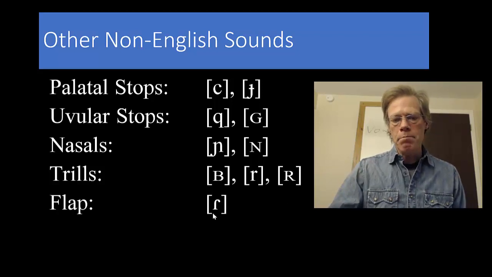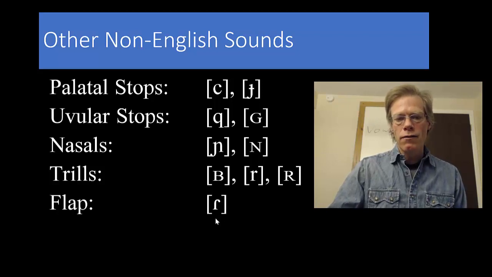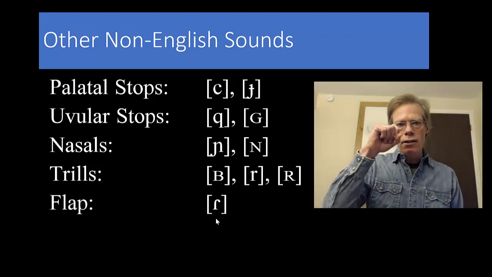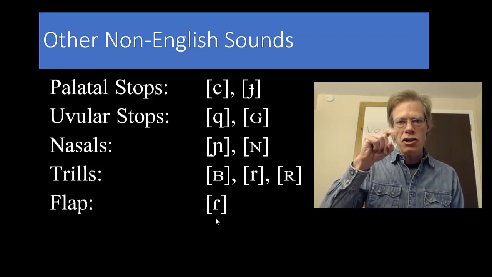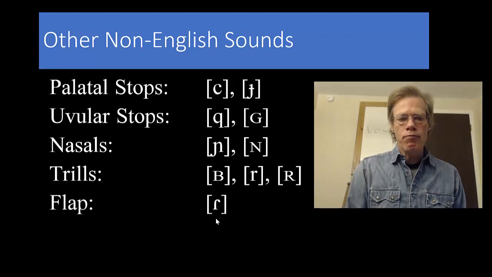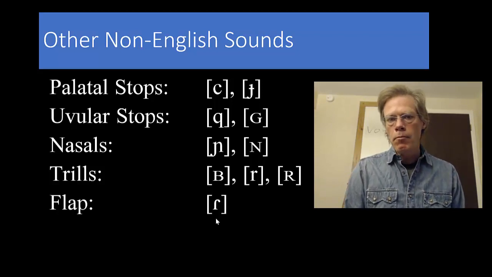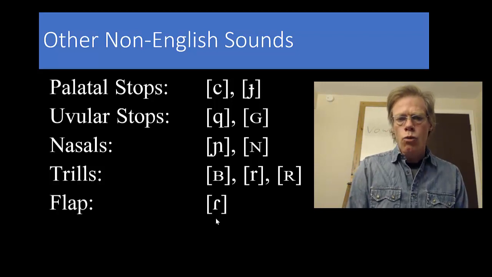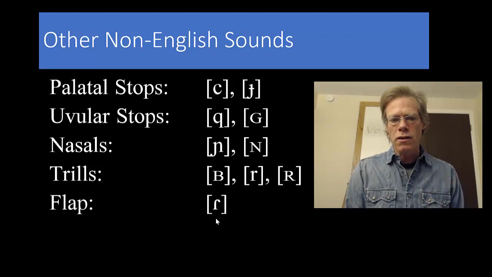And then there's the flap, which is a voiced alveolar flap. It's very similar to a stop, except the tongue just moves up and taps that rather than actually lingering there. So that would be something like 'ada'. We do have it in English phonetics. We'll be talking quite a bit about that when we get into phonology.